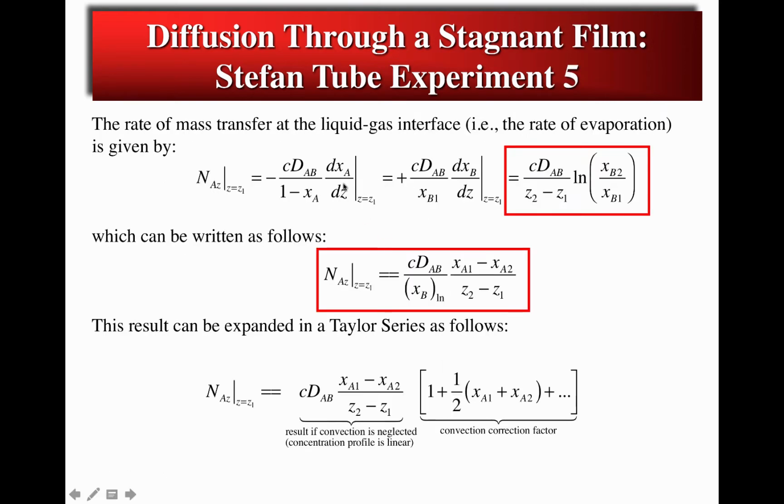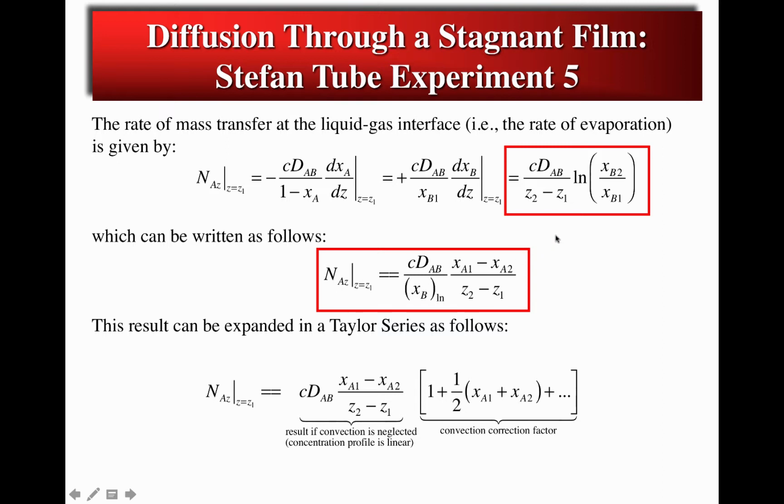Now, we can go on to calculate the rate of mass transfer at the gas-liquid interface, which is essentially the rate of evaporation, by evaluating the flux. Now that we have the concentration profile, we can evaluate the flux wherever we want. We'll evaluate it at the gas-liquid interface. It would be the same throughout the gas phase of the tube. And so we're just going to plug the concentration profile into this expression for the flux. The result is shown here. And we can write that in the following form that is more informative.